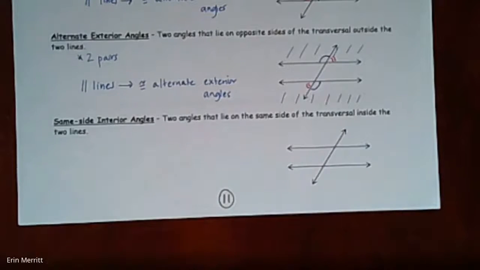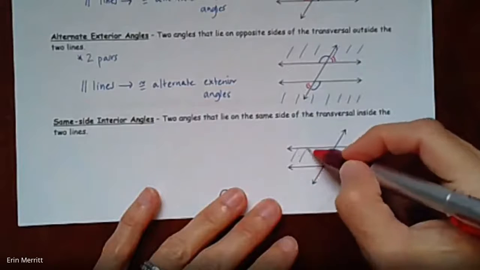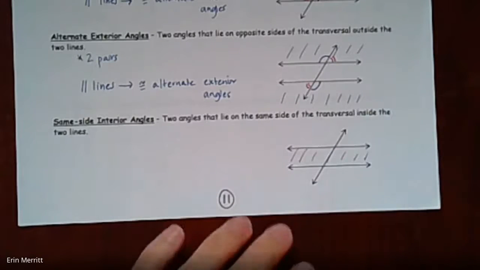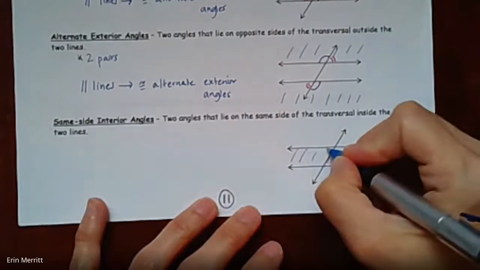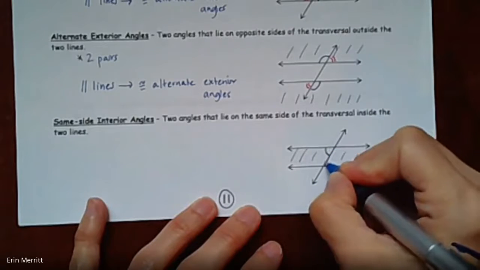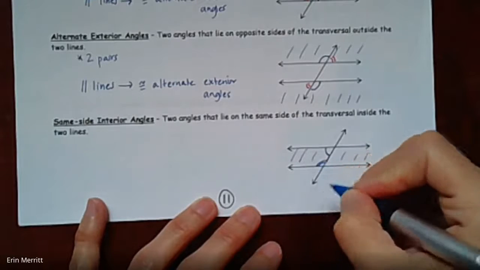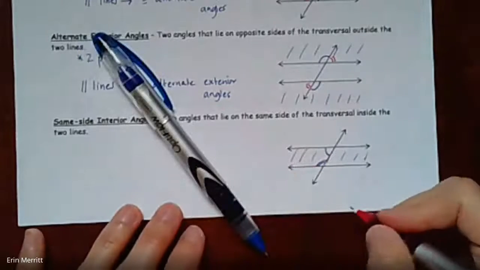It's same side interior. Again, interior is the stuff in between the lines, and they have to be on the same side of the transversal. So it's either going to be this one on the left and also this angle down here on the left, right? Or it could be the pair over here on the right.